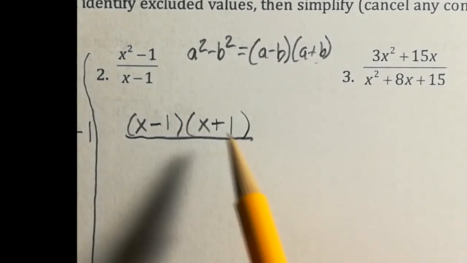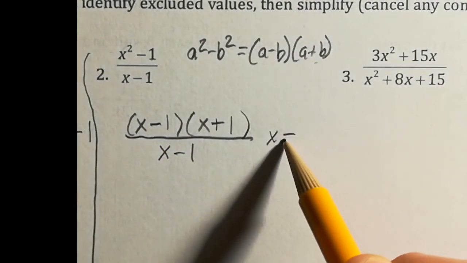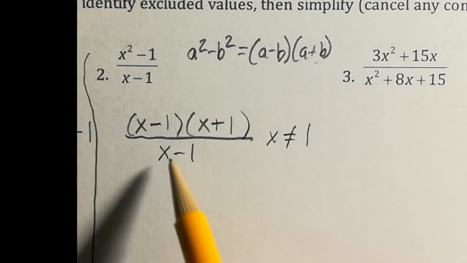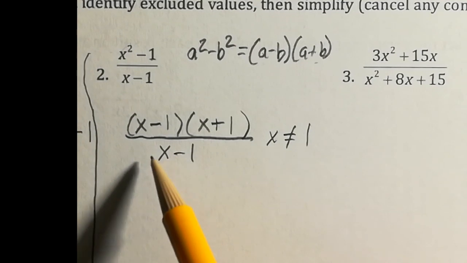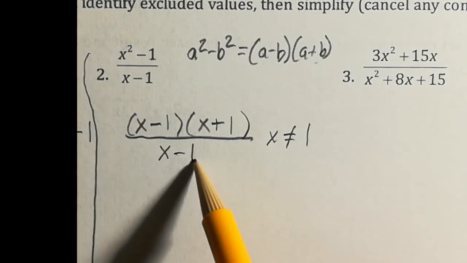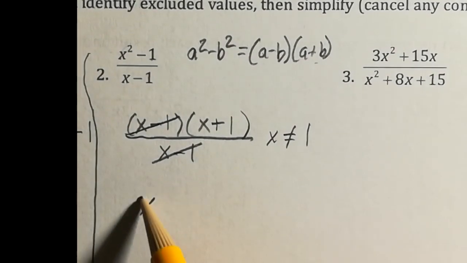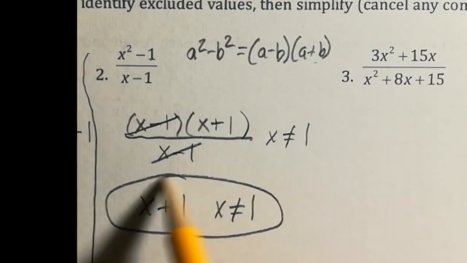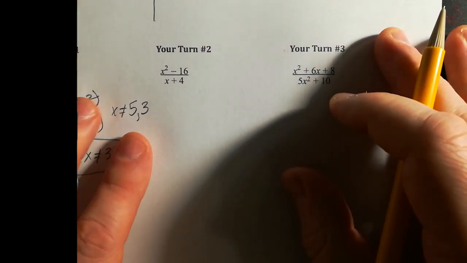Okay, and then the denominator here, you can't factor at all. It's just that. We want to identify our excluded values, which is just going to be 1. Remember, we're just looking at the denominator: what values, if we plug them in for x, would make the denominator 0. So it's just 1. Now we can cancel out factors. It doesn't matter that there is not any parentheses around this. You can still cancel it out with the x minus 1 up there. And so you're just left with x plus 1. And then remember, keep those excluded values along with your answer. Okay? All right, you guys go ahead and do your turn number 2.